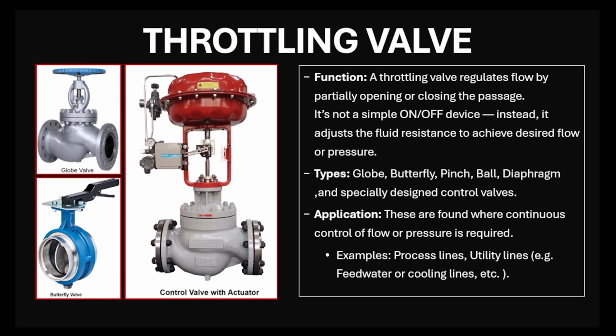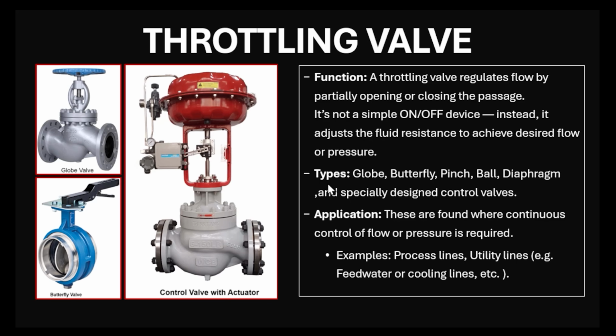Let's begin with the throttling valve. As we have already discussed, a throttling valve regulates flow by partially opening or closing the passage. They are not like isolation valves that are designed for full open or closed positions. Instead, they adjust the fluid resistance to achieve desired flow or pressure. Now, what do you mean by fluid resistance? Let us take an example of this globe valve, which is controlled with the help of a hand wheel. The movement of this hand wheel will control the movement of the disc, which in turn will control the resistance to the fluid. In the next slide, we are going to see the mechanism of this globe valve.